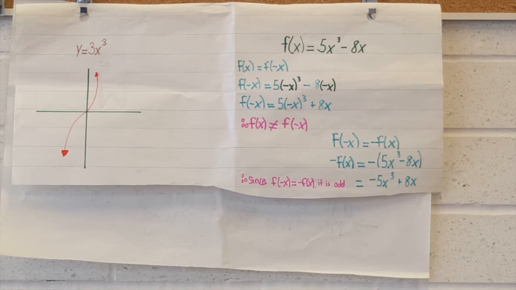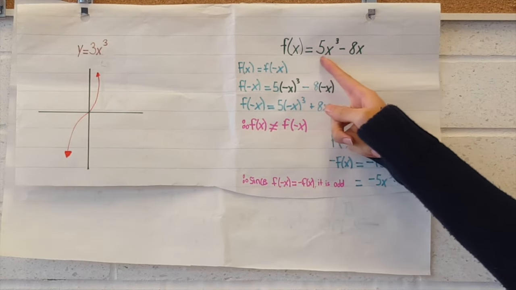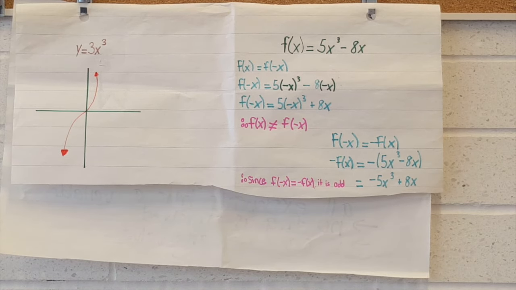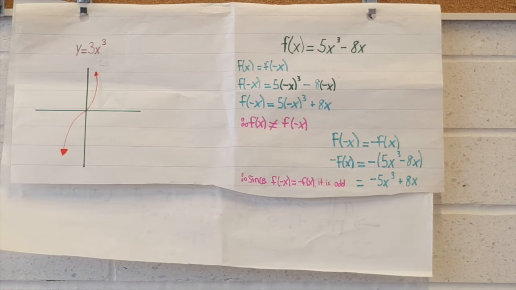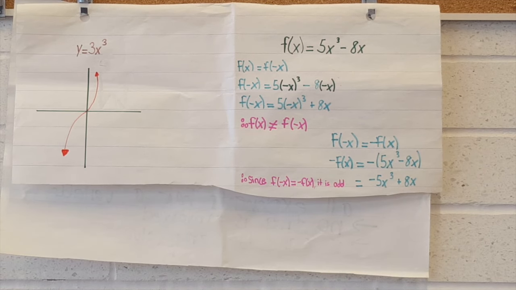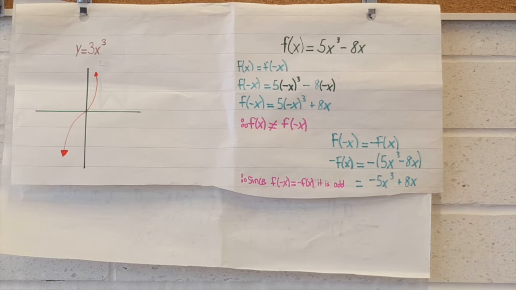So let's look at the equation f of x is equal to 5x cubed minus 8x. To see if this function is odd, we're going to do the exact same thing as if we were to check if the function was even, except add an extra step. But first, we're going to check if the function is even. If we find out the function is not even, we're going to move on to the next step. So let's find out if the function is even.